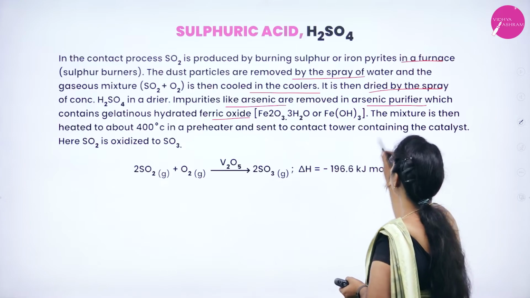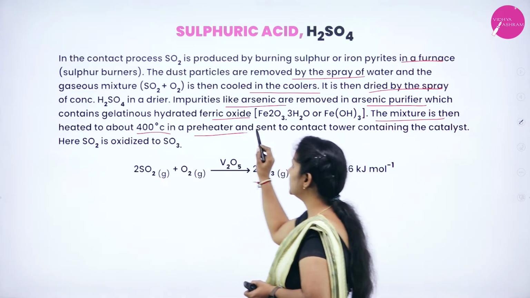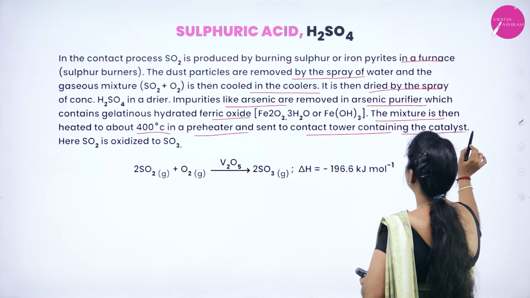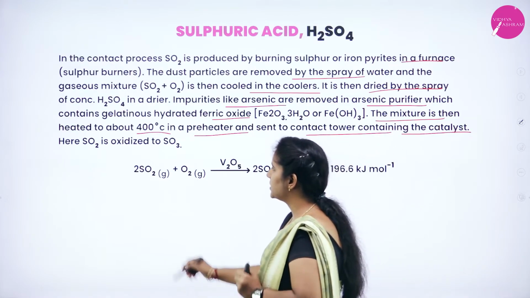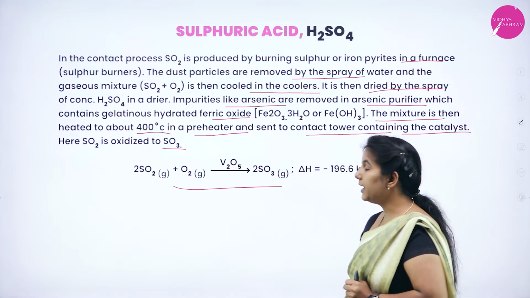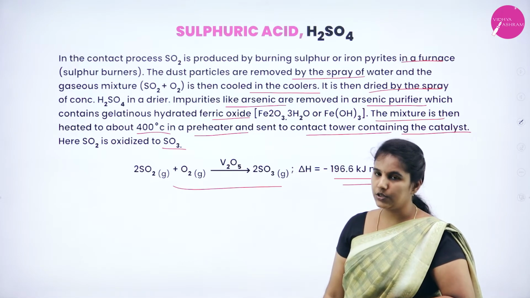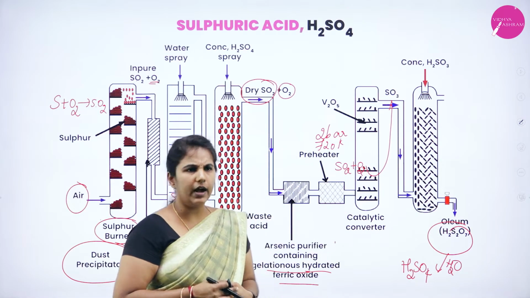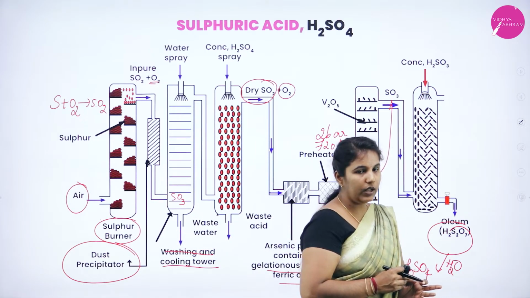Okay. Then the mixture is preheated up to 400 degrees Celsius and sent to the contact tower, which contains the catalyst. Here the SO2 is oxidized to SO3 in the presence of vanadium pentoxide as a catalyst, and a lot of heat is released. And one more thing, during this process, you would have asked me why this sulfur trioxide is again treated with sulfuric acid.